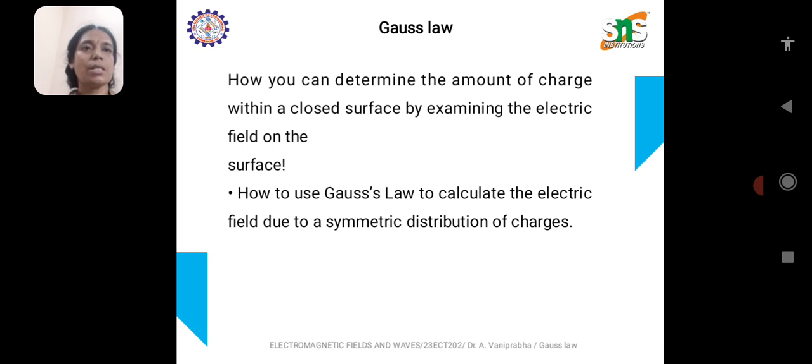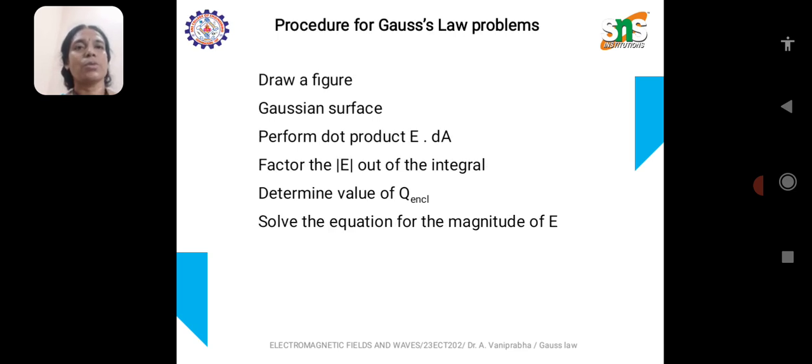Today our lecture series is on Gauss Law and identification of electric field intensity by applying the Gauss Law. How can you determine the amount of charge within a closed surface by simply examining the electric field on the surface? How to use Gauss Law to calculate the electric field due to a symmetric distribution of charges. So we are going to discuss these two today.